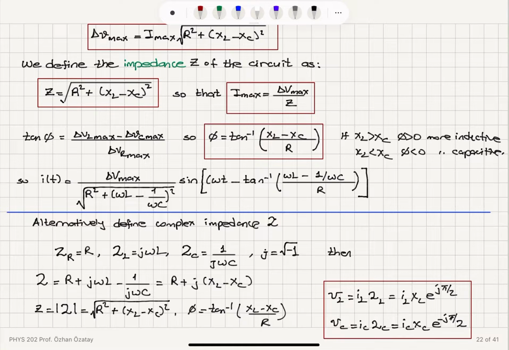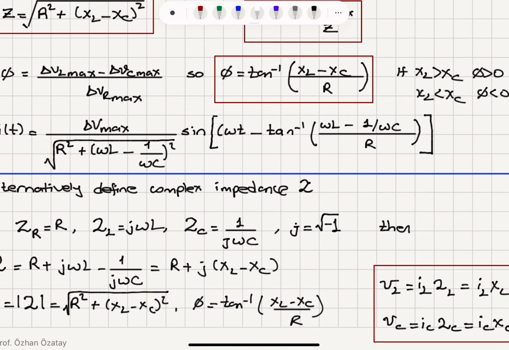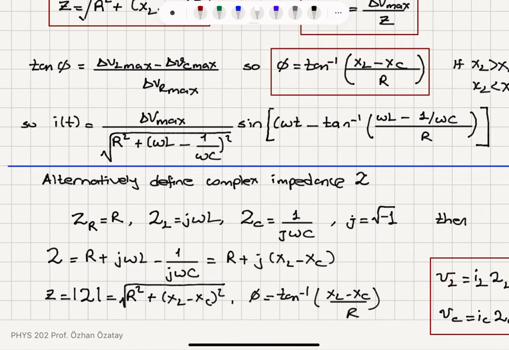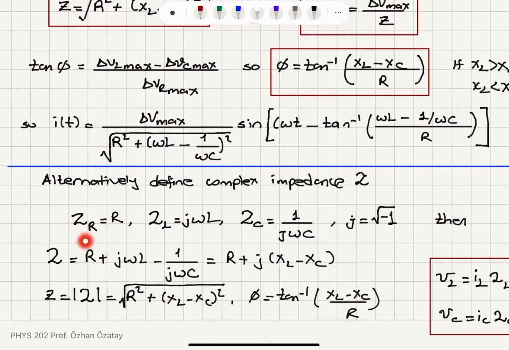Now, there's an alternative approach. Alternatively, we can define a complex impedance that's going to replace the phasor. The complex impedance of a resistor is the resistance R. It only has a real value. The complex impedance of an inductor is j omega L, where I use j equal to the square root of minus 1, not i, because i stands for current, so we use j to not confuse it with current. And the complex impedance of the capacitor is 1 over j omega C.